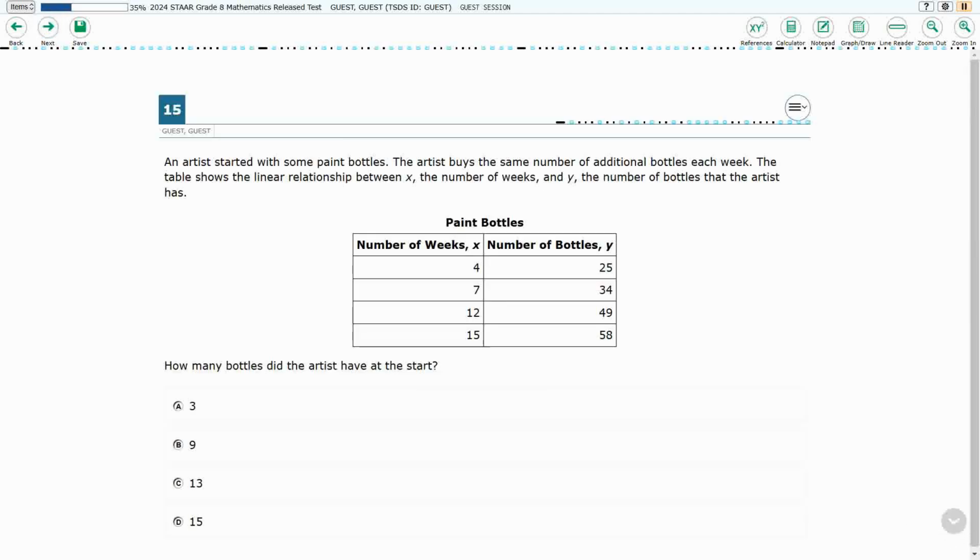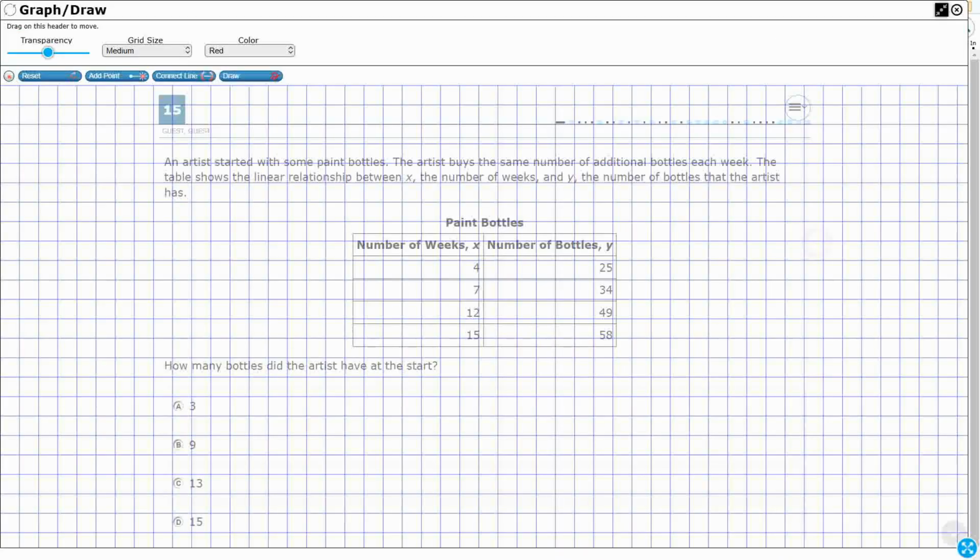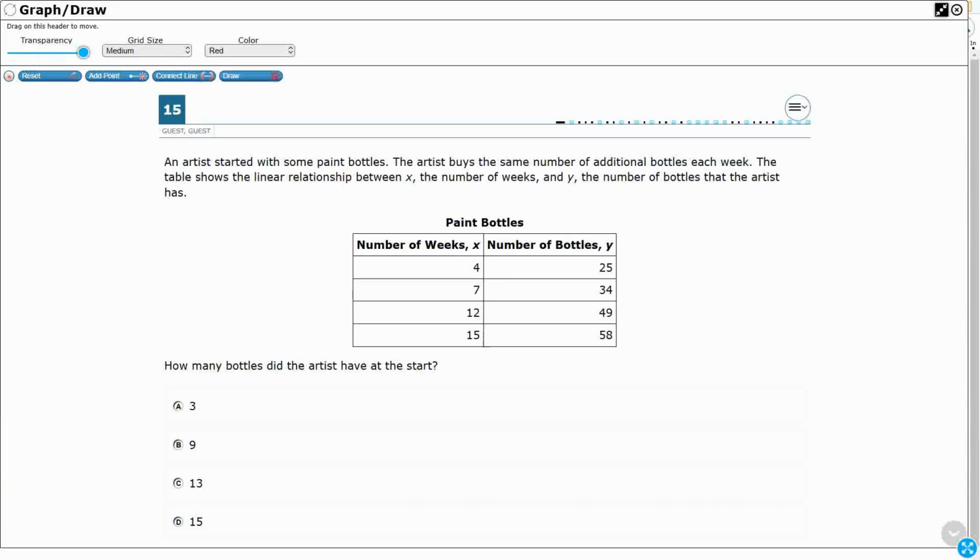So for number 15, we are looking at slope and y-intercept. This is 8.4c. And we've got a table of values here. An artist is starting with some paint and bottles. And then we've got some additional. So started with some paint means we have this y-intercept. Okay, that's the real world kind of usage of a y-intercept.